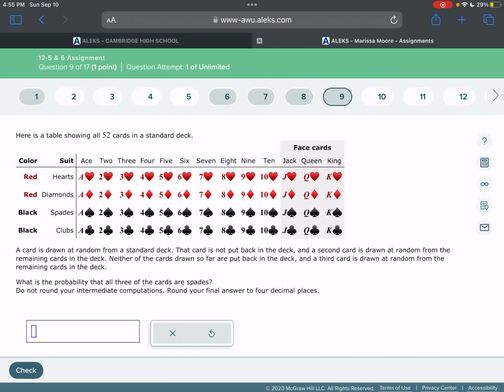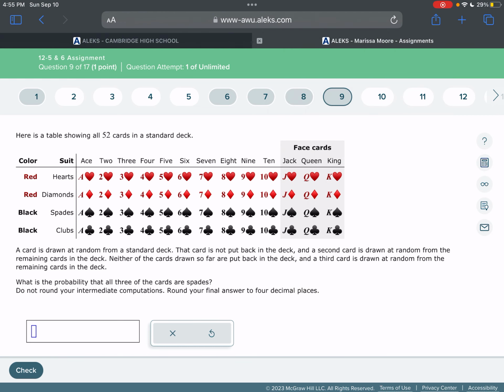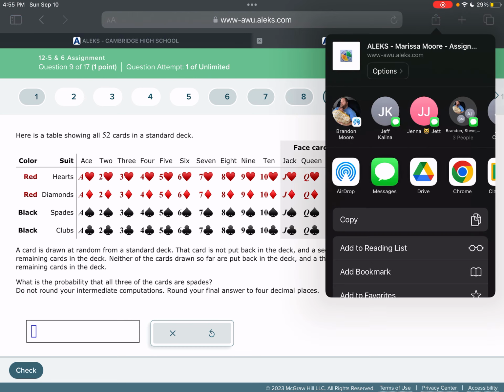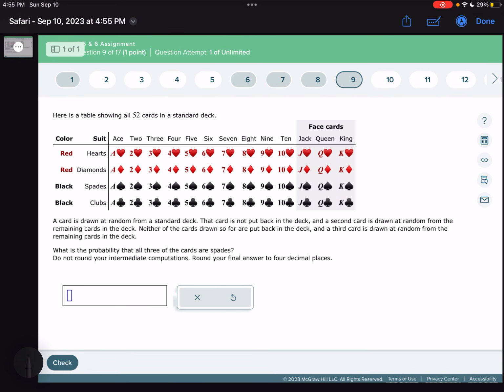Number 9. Okay, so from this one, it's not put back into the deck. So this one's going to be a little different. So it says here that it is not put back in the deck. So I'm going to use that 52 this time as my denominator because remember there's 52 cards in a standard deck. So I want 3 draws and all of them to be spades.